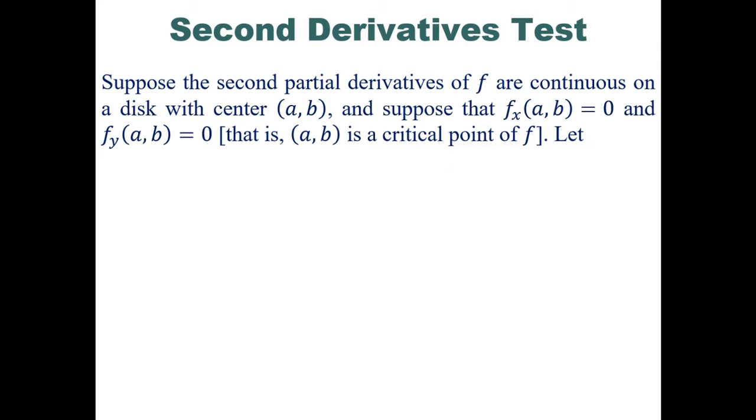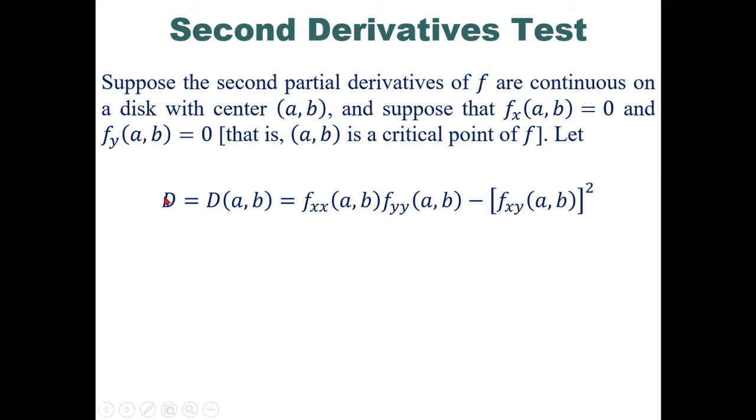Then we have to find a term D, for discriminant. D equal to D at (a, b) equal to fxx at (a, b) into fyy at (a, b) minus fxy at (a, b) bracket square. What is fxx at (a, b)? It is the second partial derivative of f with respect to x twice at the point (a, b). This fyy at (a, b) is nothing but the second partial derivative of f with respect to y twice at the point (a, b). And this fxy at (a, b) is nothing but the second partial derivative of f with respect to x and then with respect to y at the point (a, b).